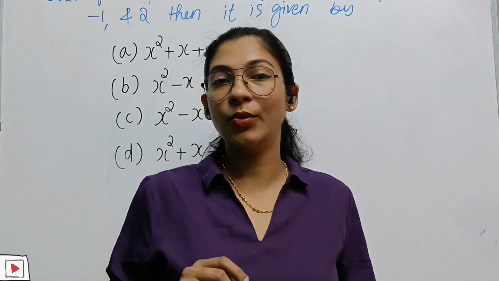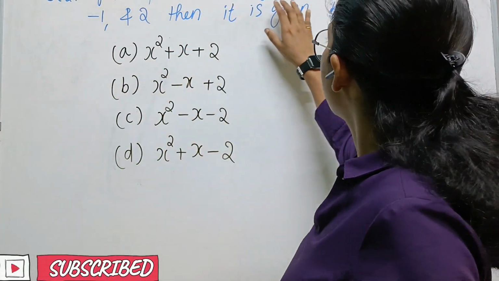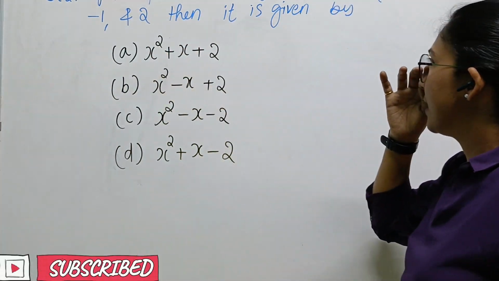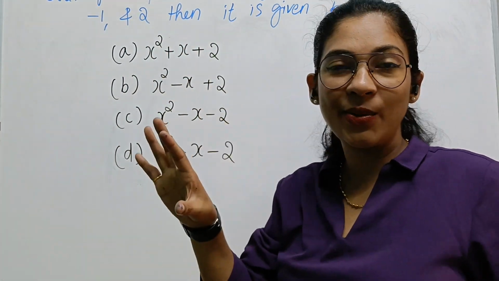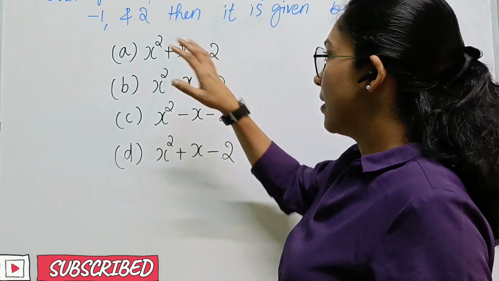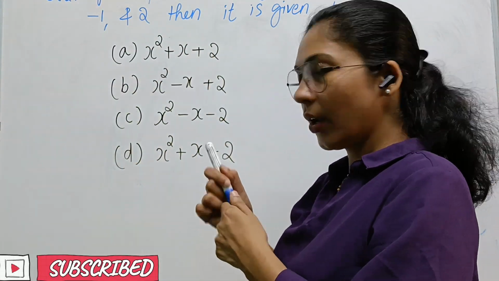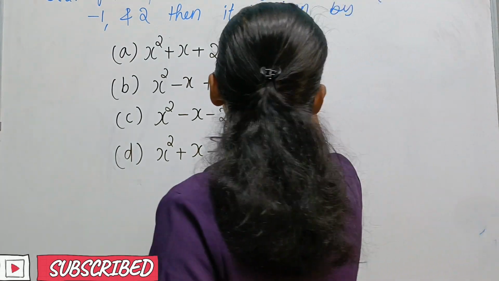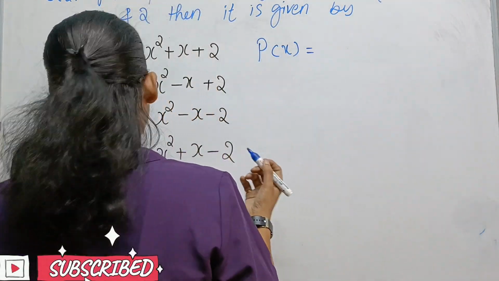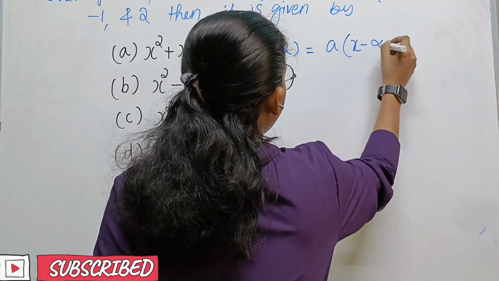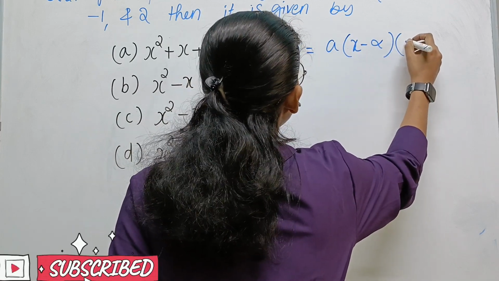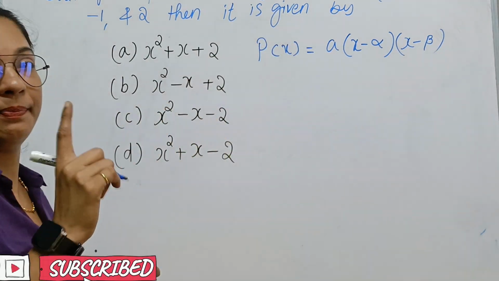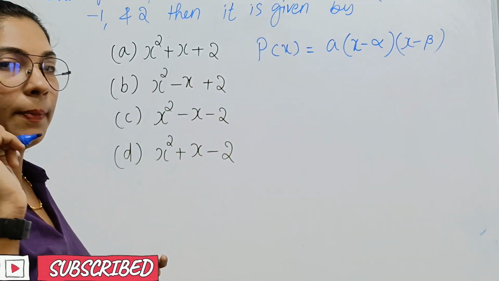So now the second question is, if the path traced by the car has zeros at minus 1 and 2, then it is given by. So we have to find the polynomial for the zeros minus 1 and 2. So these are two zeros. Now p of x is equal to a into x minus alpha into x minus beta, where alpha and beta are the two zeros of the polynomial.